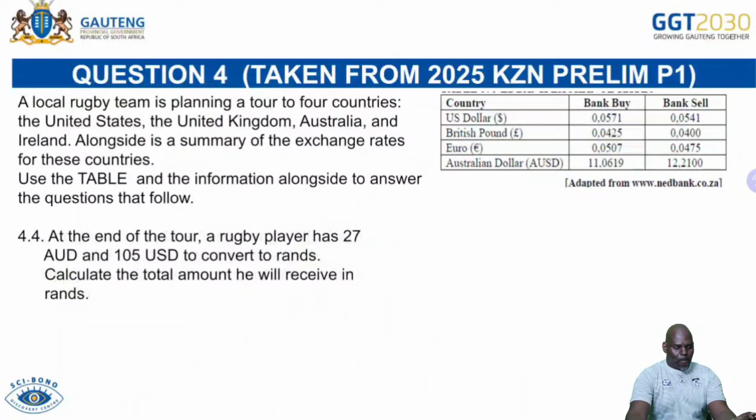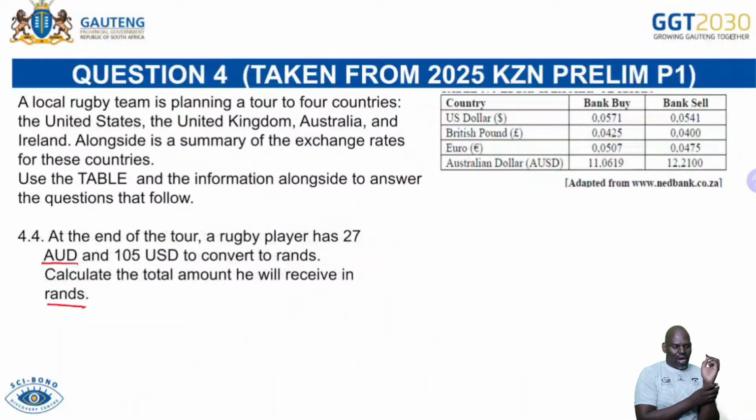Okay, then number 4.4, still on the very same question. At the end of the tour, a rugby player has 27 Australian dollars, AUD, and 105 USD, that is US dollars, to convert to rands. Calculate the total amount he will receive in rands.